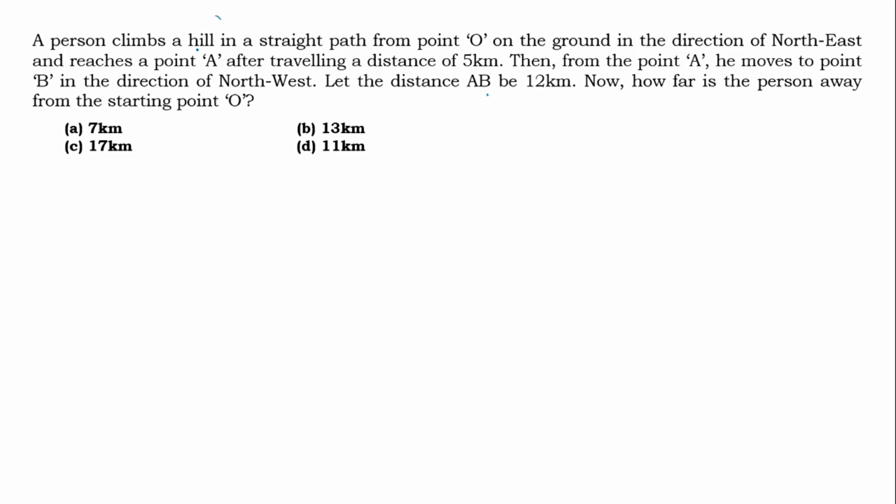Read the example. A person climbs a hill in a straight path from point O on the ground in the direction of northeast and reaches a point A after traveling a distance of 5 km. Then from the point A, he moves to the point B in the direction of northwest. Let the distance AB be 12 kilometer. Now how far is the person away from the starting point O?